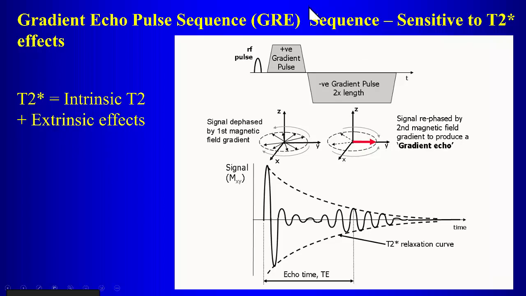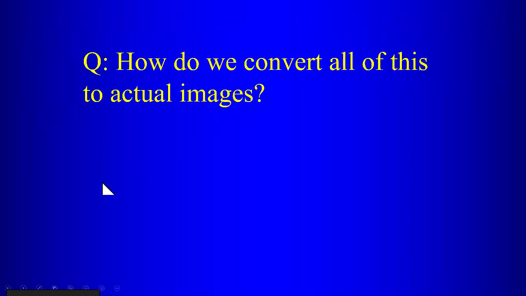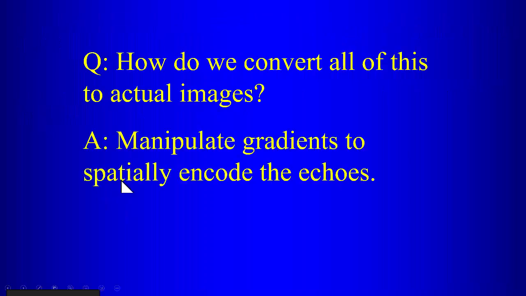So when we talk about gradient echo sequences, it's sensitive to T2 star, intrinsic T2 effects plus the extrinsic T2 effects. So even though you can make them T2 weighted images, realize that they're not strictly T2, that it also depends on these extrinsic effects, which also determine the signal strength. So there's a dephasing and a rephasing component of the read gradient that sets when we get the echo signal there. Now, how do we convert all of this to images?